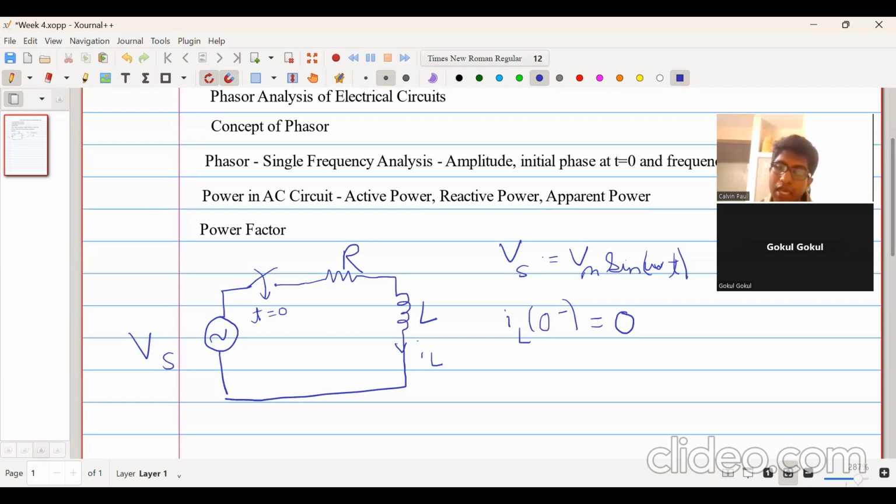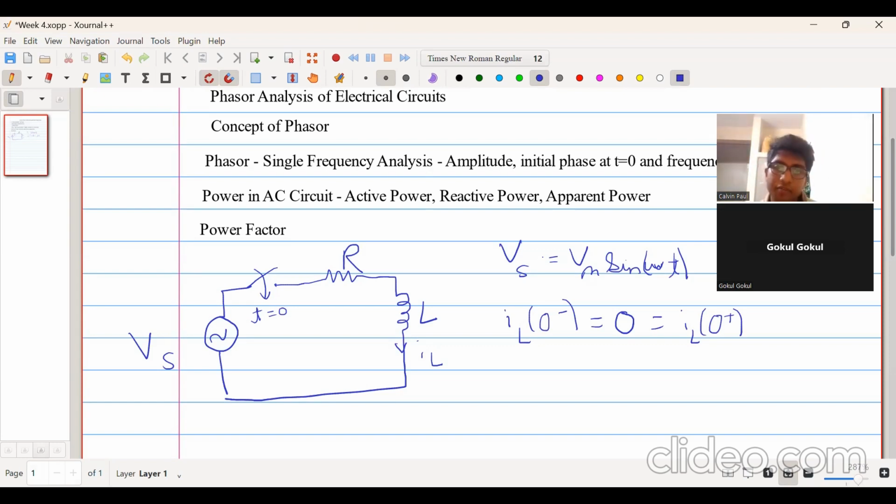Okay. And also we know that for an inductor, the current through it will not change instantaneously. So after we close the switch also, the current through the inductor will still remain 0 at that instant. Any doubts still here? No, sir. Okay.